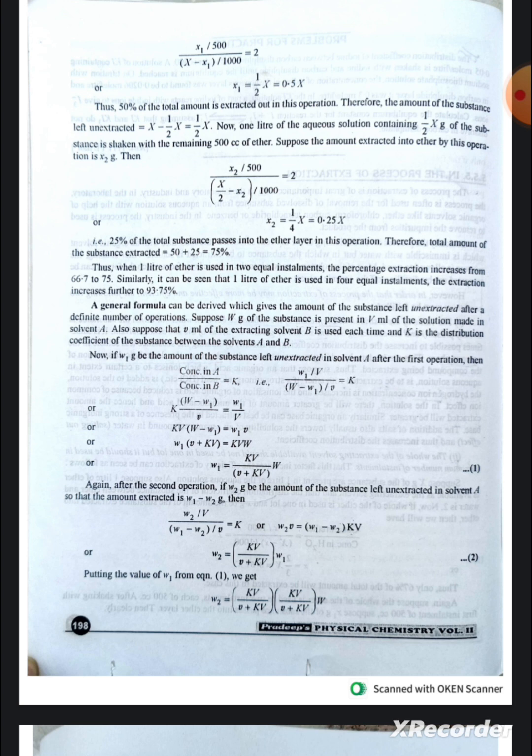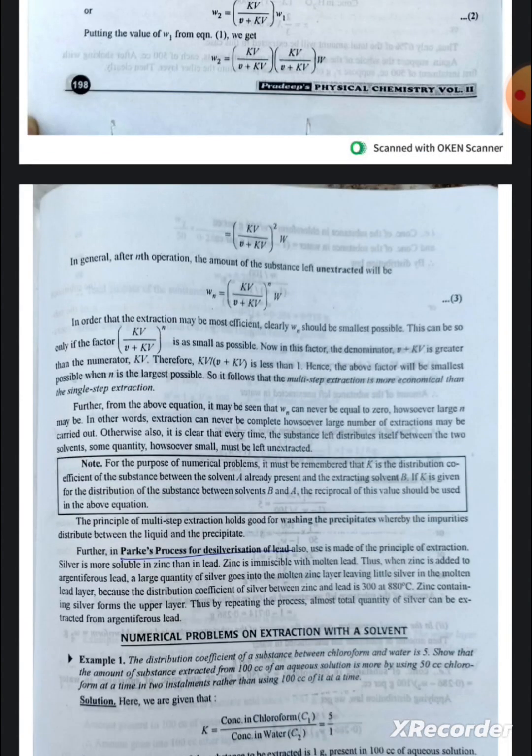Putting the value of W1 from the above equation, we get W2 equal to (Kv/(v + Kv))² into W. In general, after the nth operation, the amount of the substance left unextracted will be Wn equal to (Kv/(v + Kv))^n into W. In order that the extraction may be most efficient, clearly Wn should be the smallest possible.